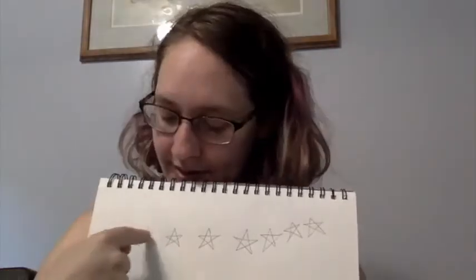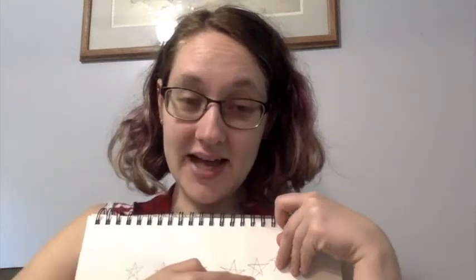How many stars are on my piece of paper? 1, 2, 3, 4, 5, 6, 7. 7 stars. Now hide 2. Ooh, how do I do this on my fingers? I guess I'll have to use both hands. 7 hide 2 is 1, 2, 3, 4, 5.